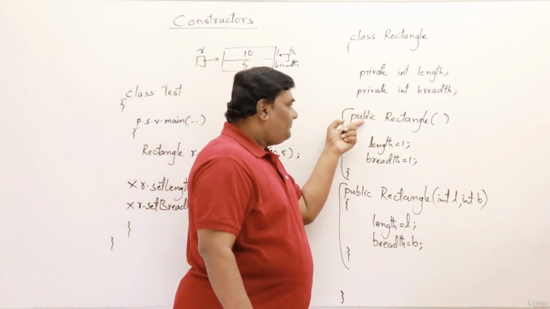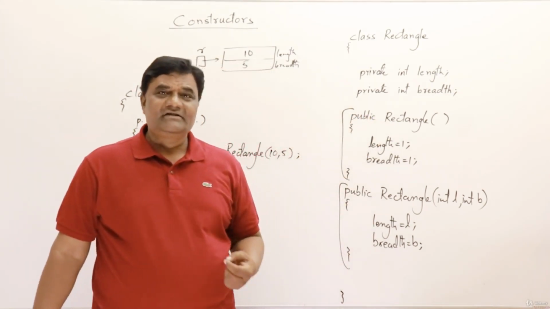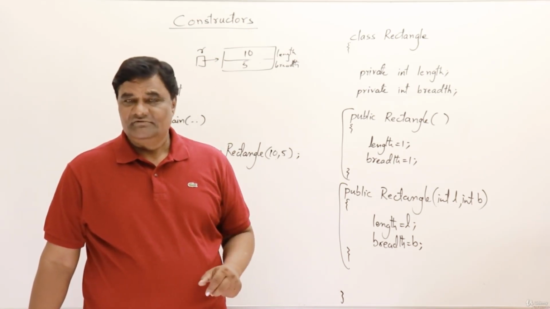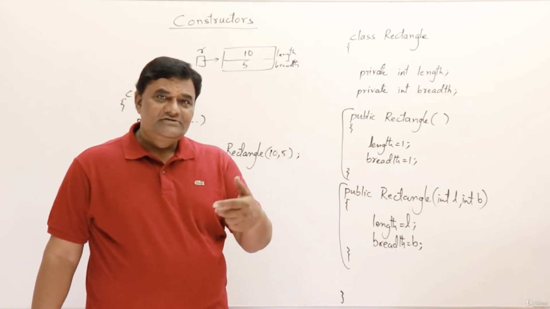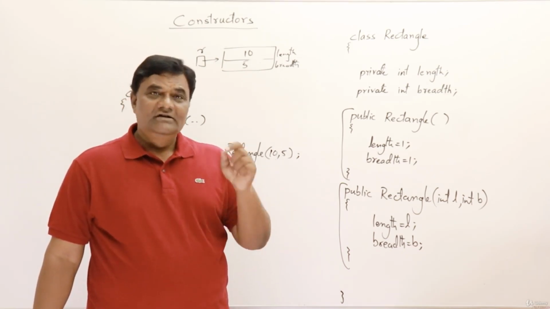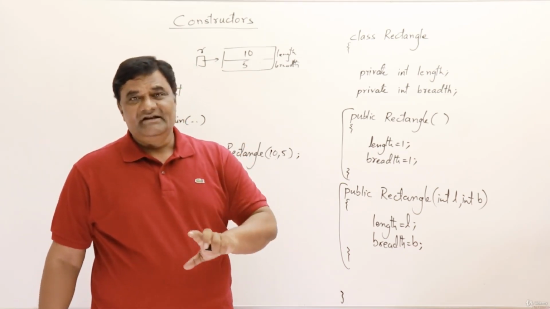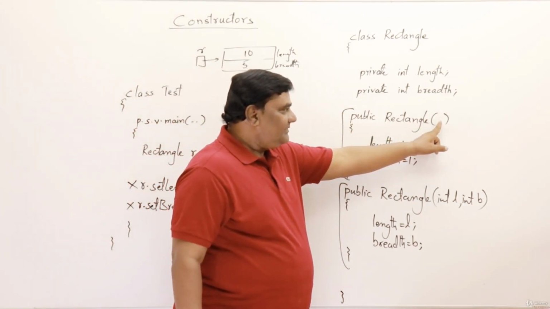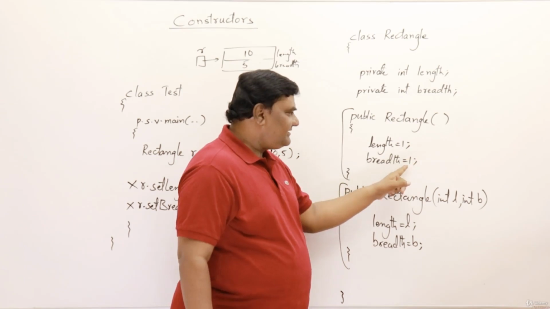The next thing, public. So usually we make constructors public. We can even make them private also, right? If you want, you can make them private. Later on we will see how private constructors are useful. So basically constructors are made public. Then this constructor is not taking any arguments and it is setting length and breadth as 1.